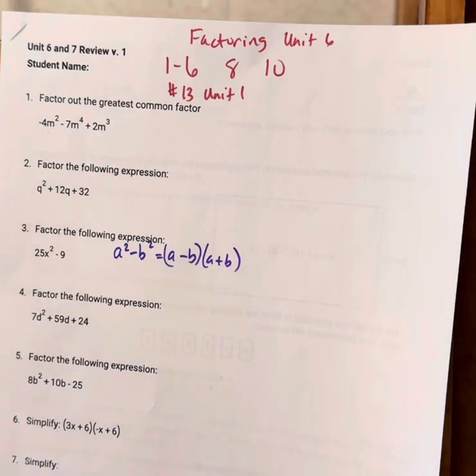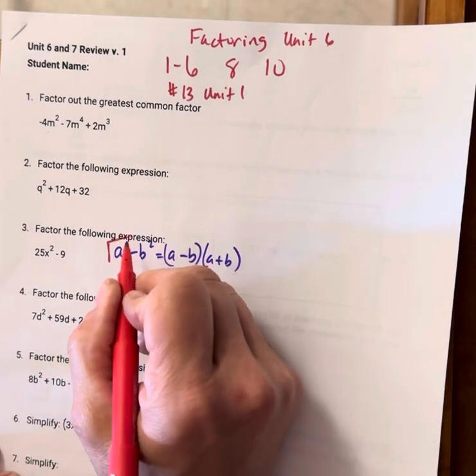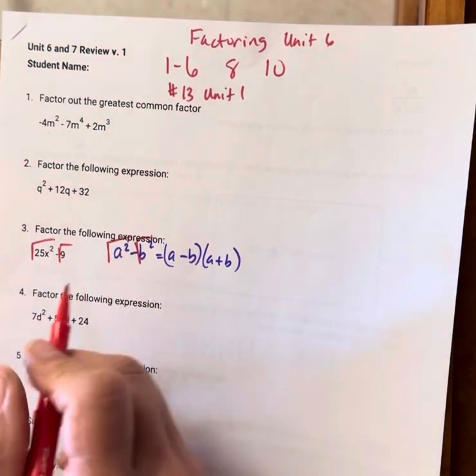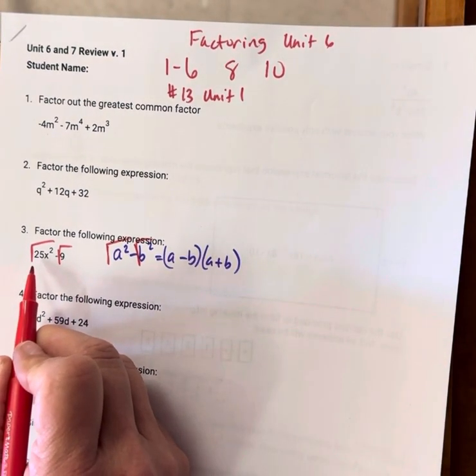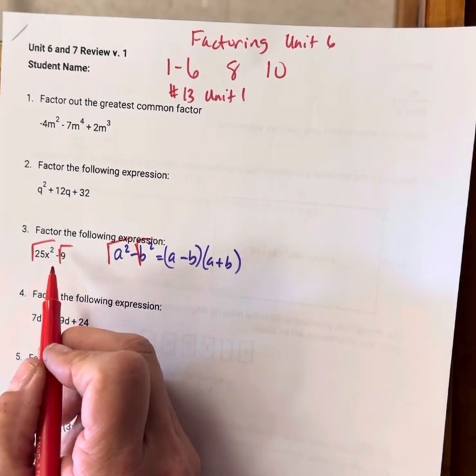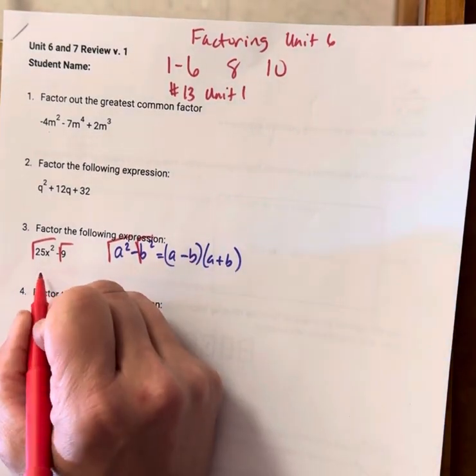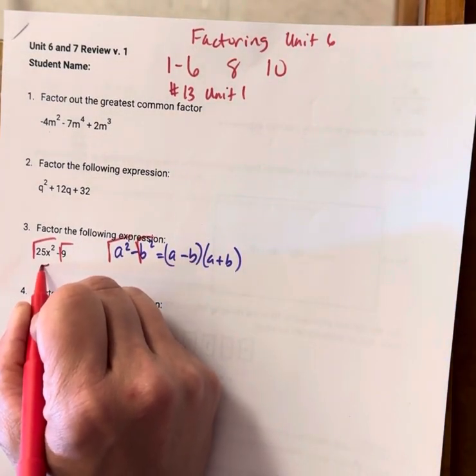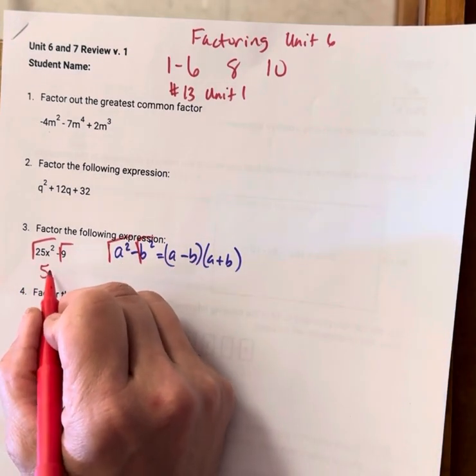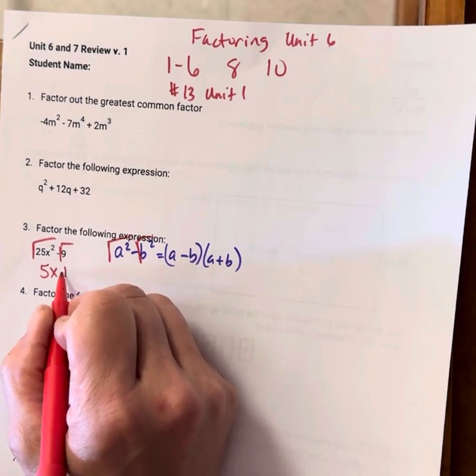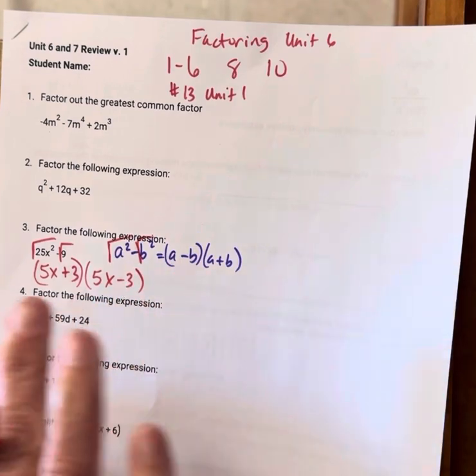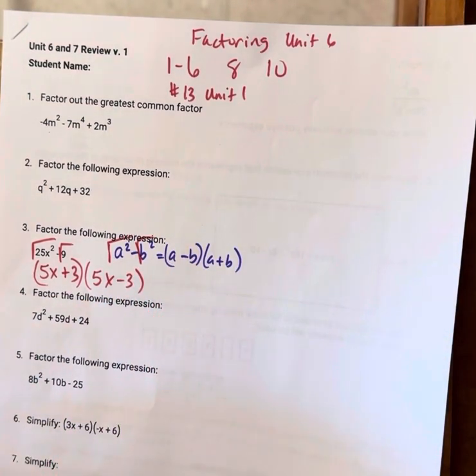So the opposite of squaring something is square root. So we're going to take the square root of both sides, and it has to be a minus. So the square root of 25 is 5. The square root of 9 is 3. And the square root of x squared, of course, is just x. So you end up with 5x plus 3 and 5x minus 3, or vice versa. It can be minus and plus.